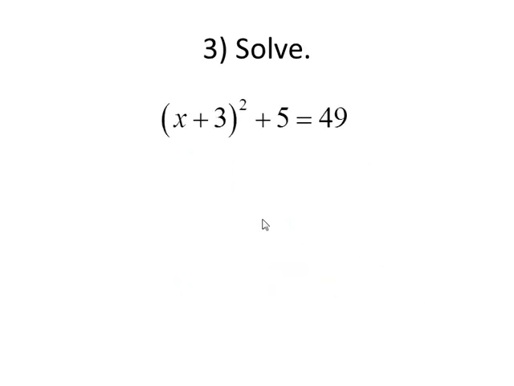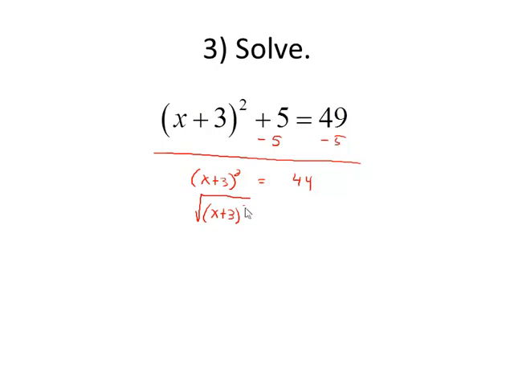In this example, a couple of things have changed. The expression being squared is a little more complicated, and the squared term isn't isolated. I'll begin by subtracting 5 from both sides of the equation. X plus 3 squared equals 44. Now I can take the square root of both sides. The square root of x plus 3 squared is just going to leave me with x plus 3. On the right side, I'll work with plus or minus root 44. X plus 3 equals plus or minus root 44. 44 is 4 times 11. So I can take out a 2, leave the 11 in the root.